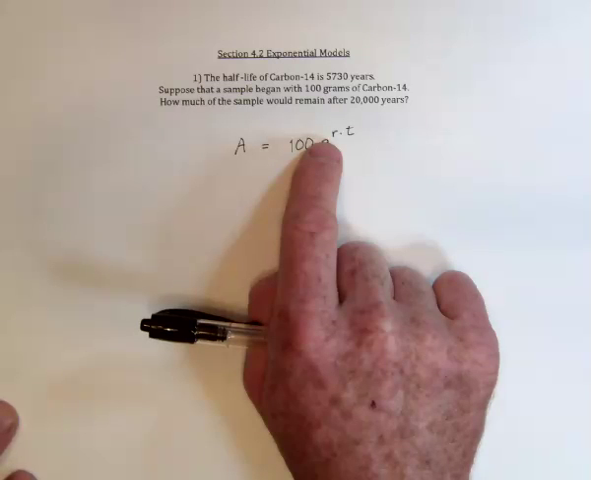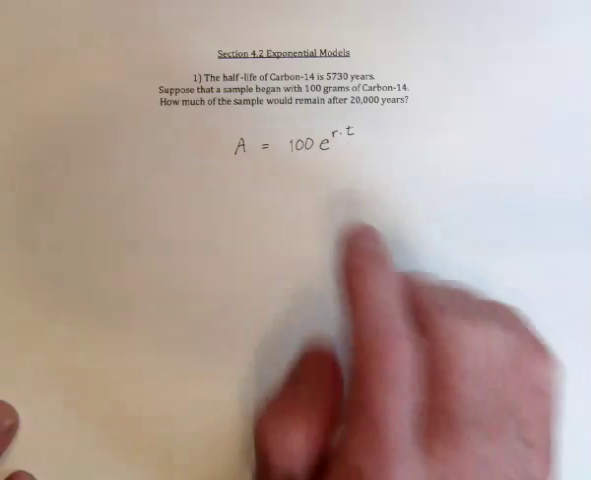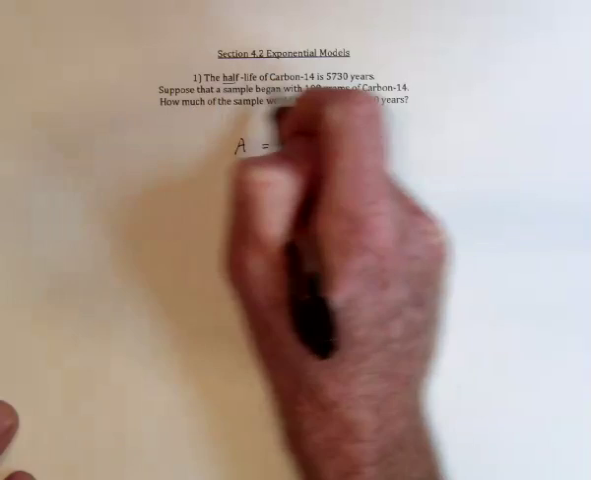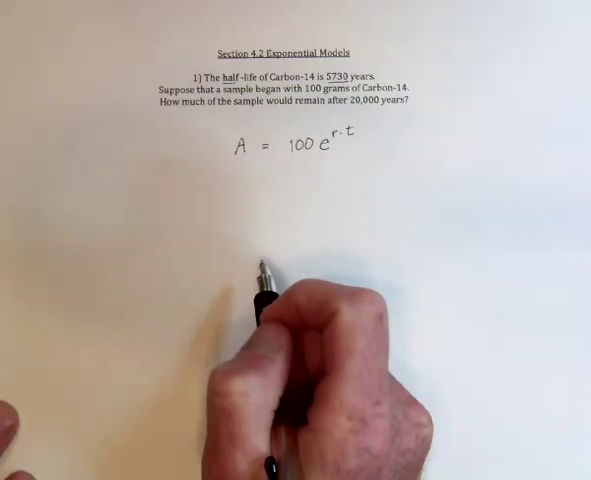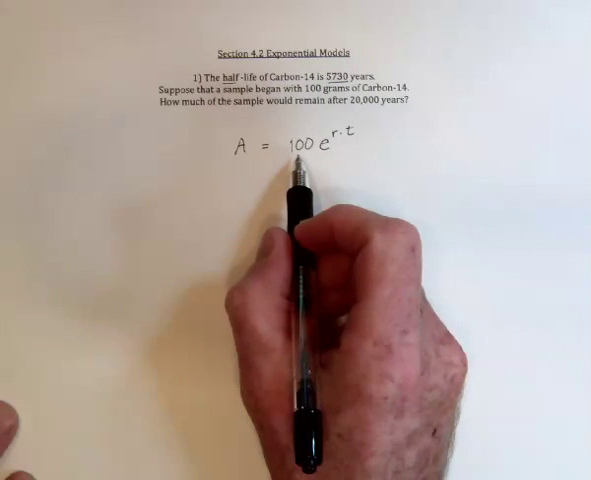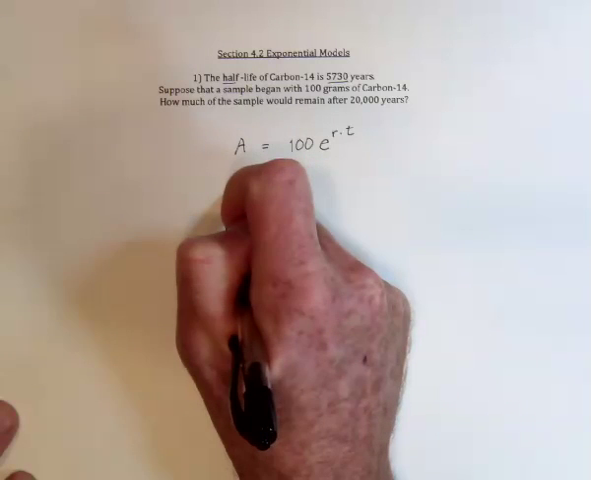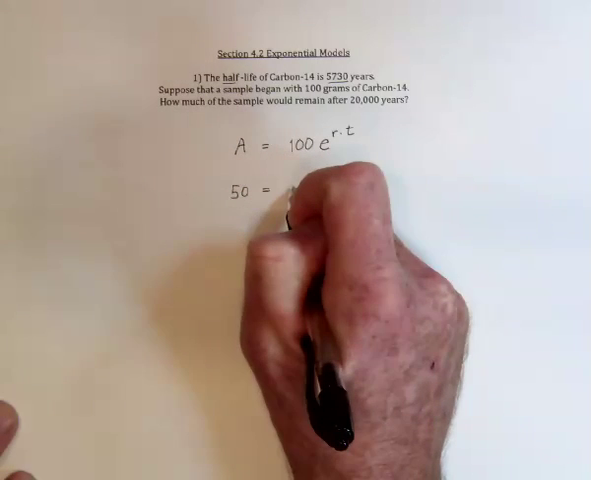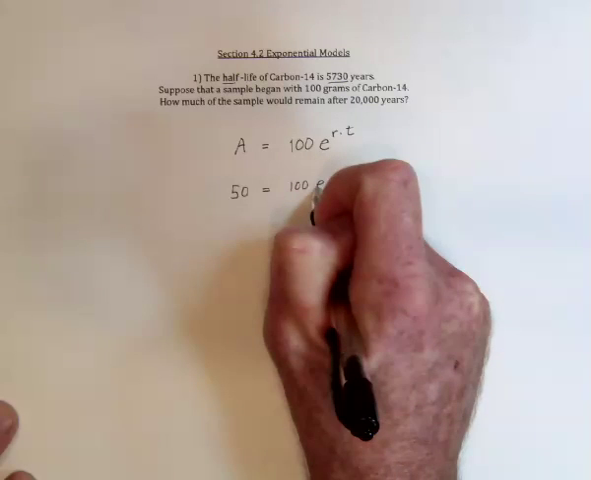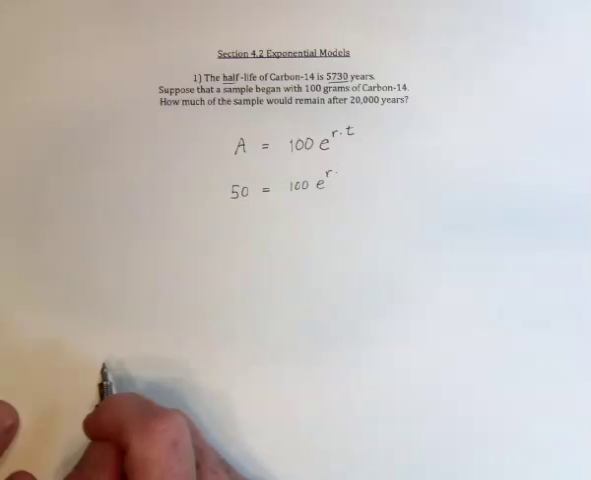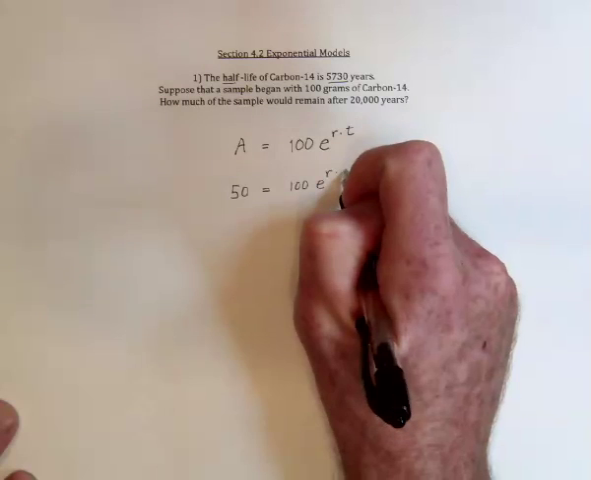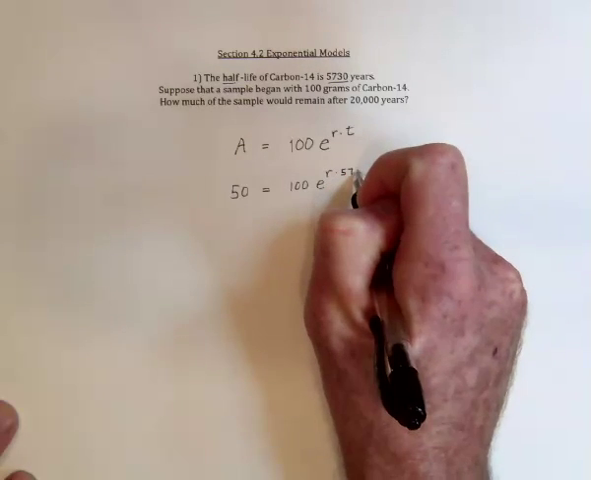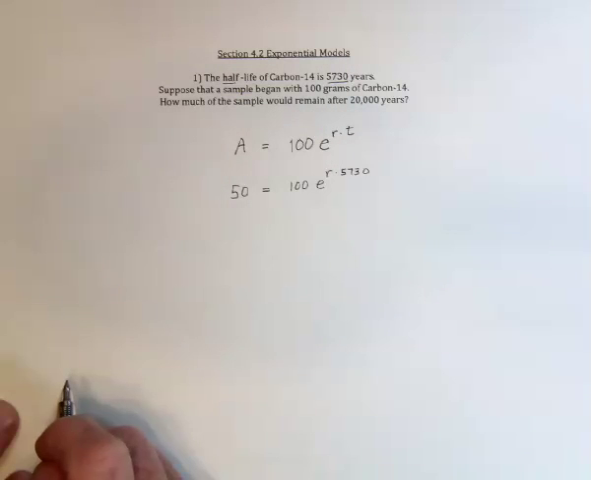The next thing we need to do is find out how much is r. Well, that's going to involve the word half in this many years. So this 100 grams is going to be cut in half. In other words, the amount will be 50 after 5,730 years. And now we need to solve for r.